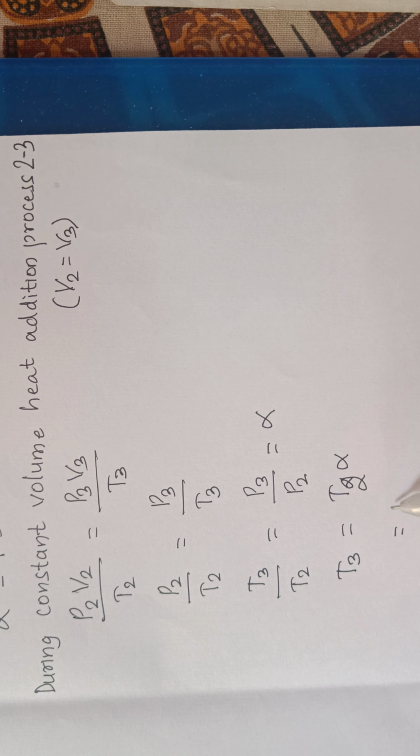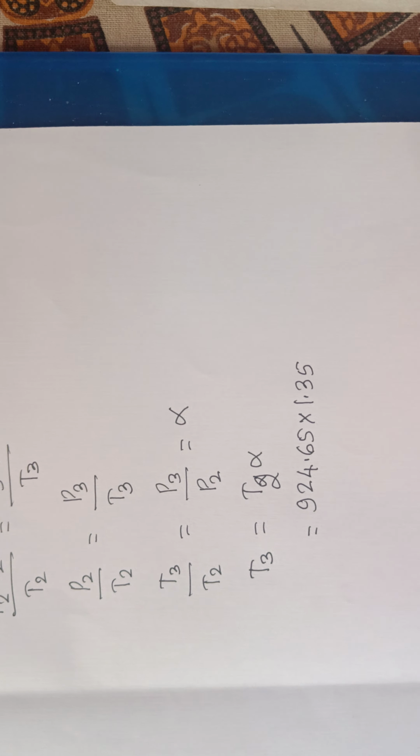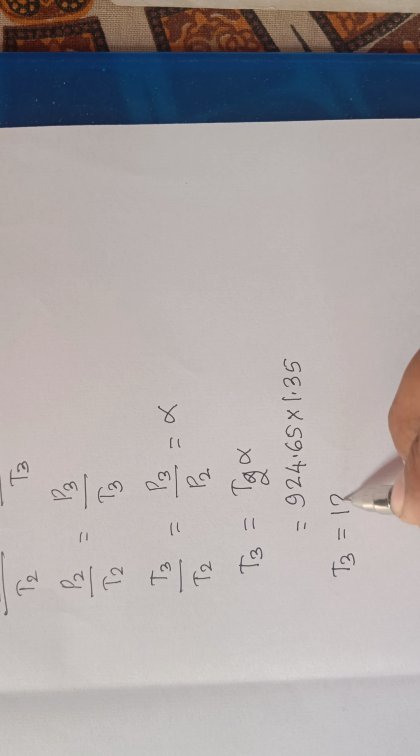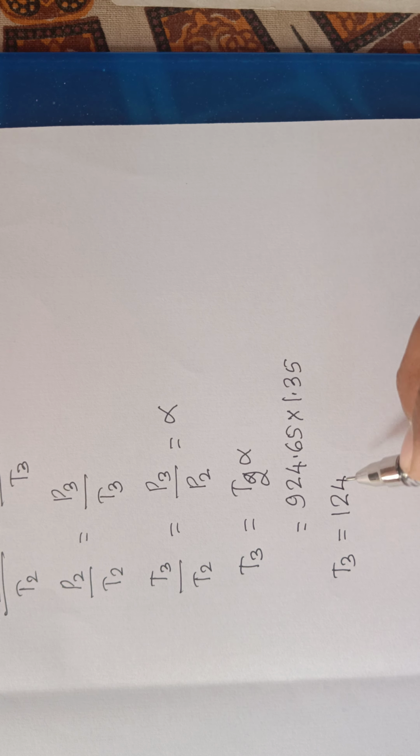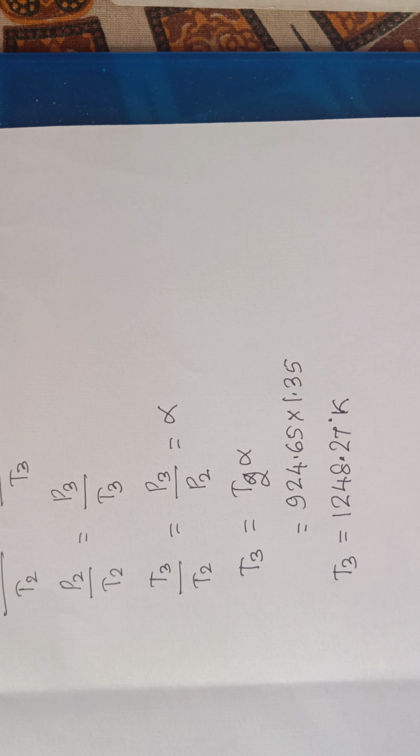T2 is known to us, just now we have obtained the value. It is 924.65, into alpha, which is 1.35. So substitute these two values and get the value of T3. So T3 will be equal to 1248.27 degrees Kelvin. This is the value of T3.